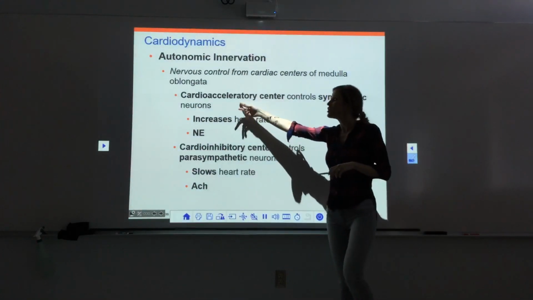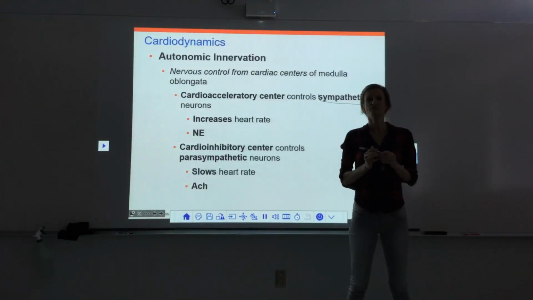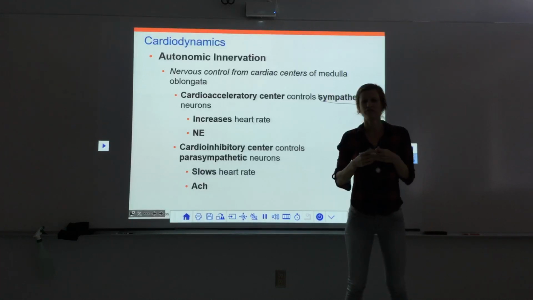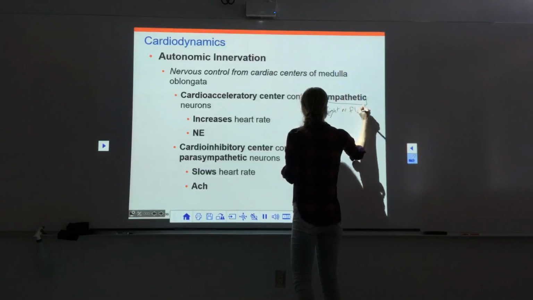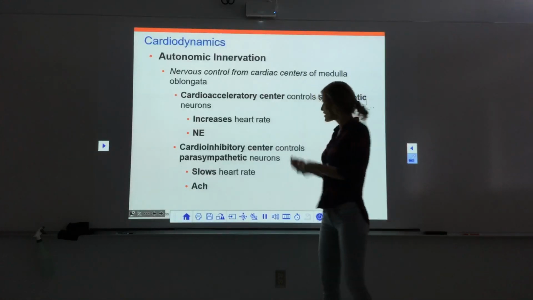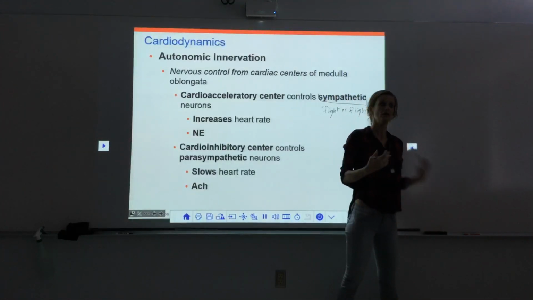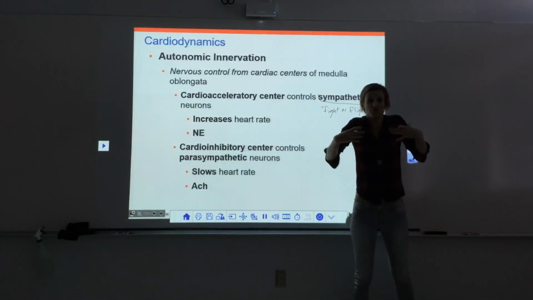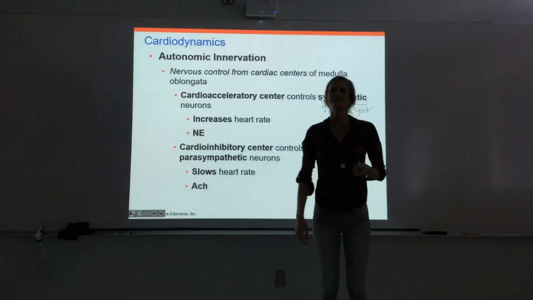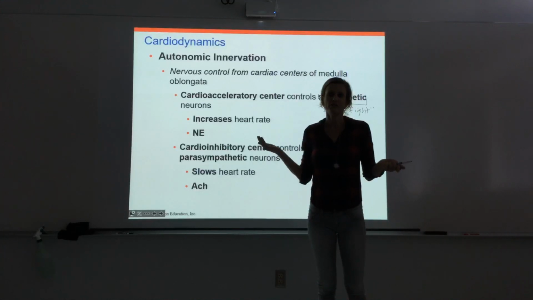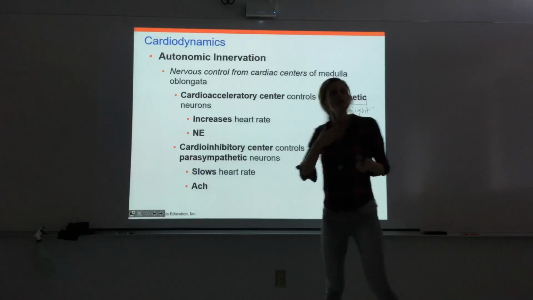So the cardio-acceleratory center is going to control sympathetic neurons. What was the nickname we gave to the sympathetic nervous system? Fight or flight. Okay, so that's active, right? That's if somebody surprises you and you have to fight or you have to run. When you're running, when you're exercising, when you're amped up, right? Just think about it. Someone scares the crap out of you, what happens to your heart rate? It increases, right? Your heart starts pounding. You don't get super relaxed when you're scared, right? Your heart starts pounding. So this makes sense.